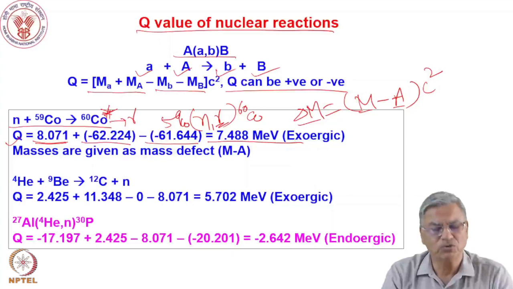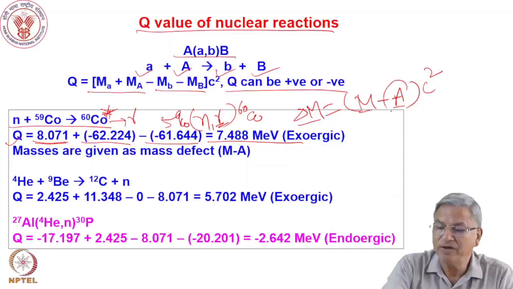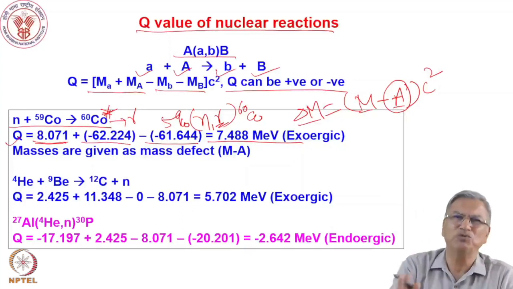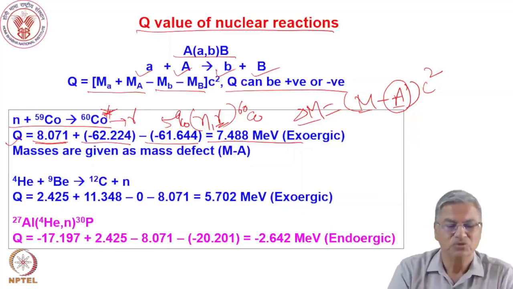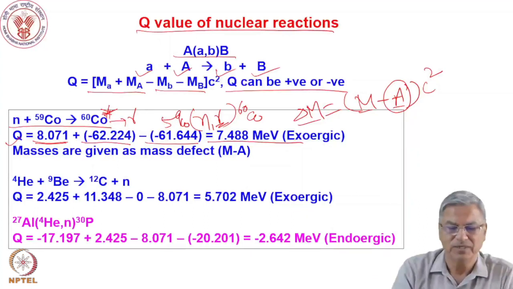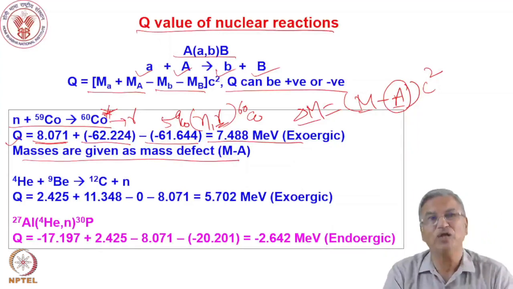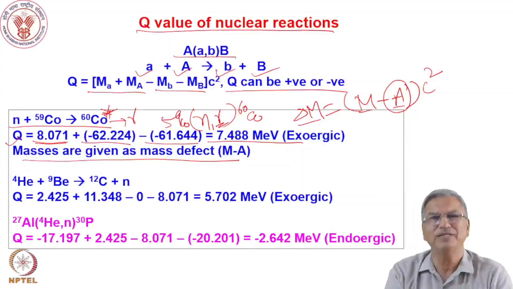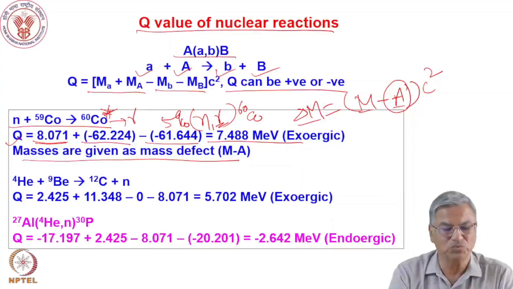7.488 MeV. One thing you must note here is that though I am writing mass defects, the delta A value for a nuclear reaction is zero because the mass number is conserved. So it is possible to write the masses in terms of M minus A because the A will anyway get cancelled. The difference in the mass defect is nothing but the difference in the masses. So the masses are given as mass defect, M minus A, when you want to calculate the Q value. There are certain cases, which we will discuss, where you cannot substitute the mass by the mass defect when you are calculating the required energy or center of mass energy, which will become clear very soon.